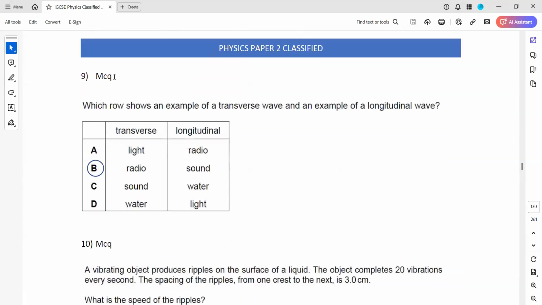Question 9, which row shows an example of a transverse wave? So in a transverse wave, the vibrations are perpendicular to direction of propagation, whereas in longitudinal wave, the vibration is parallel to direction of propagation. So all the electromagnetic rays, light waves are transverse, radio waves are also transverse, sound waves are longitudinal, water waves are transverse. Here transverse and transverse. So we need transverse radio here and sound waves are longitudinal.